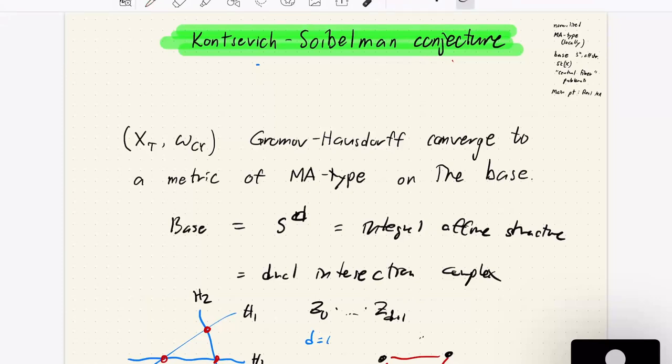So in this case, this dual intersection complex is the boundary of a triangle. In general dimension, we're going to get the boundary of a simplex.